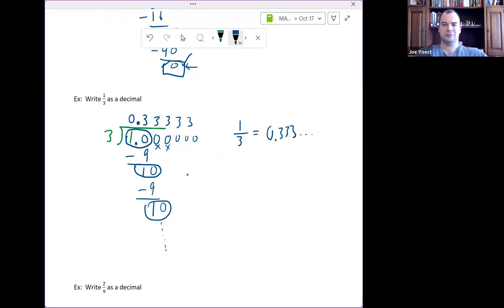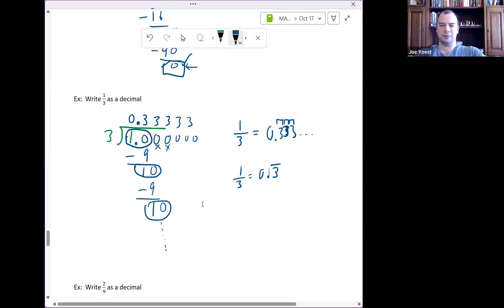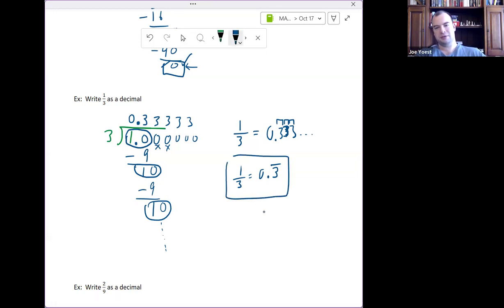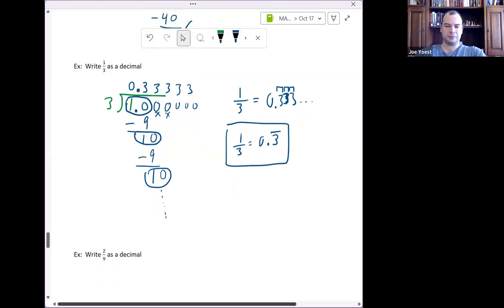This is not a great notation, writing this dot dot dot here. So we have a notation for this. I noticed that the 3 is what's repeating over and over. So I say 1/3 is 0.3 repeating. I put this horizontal bar above the 3, and that signifies the 3 keeps repeating.